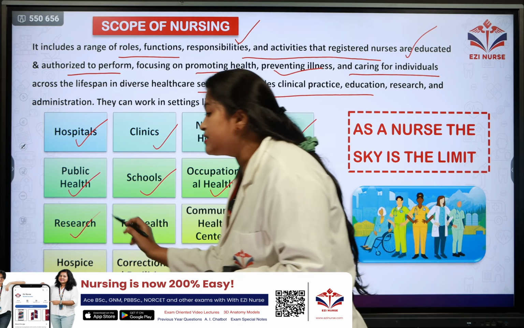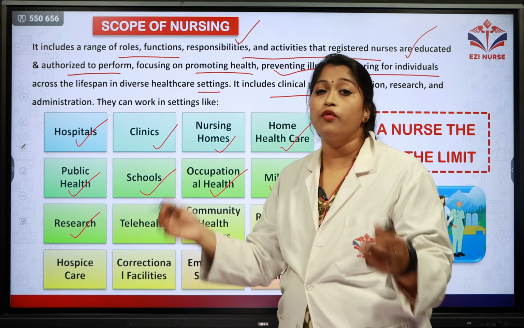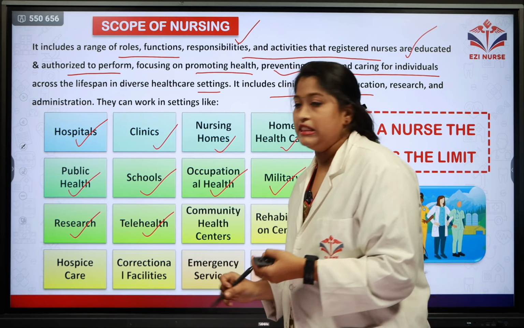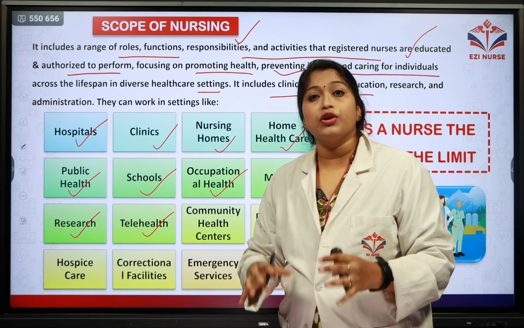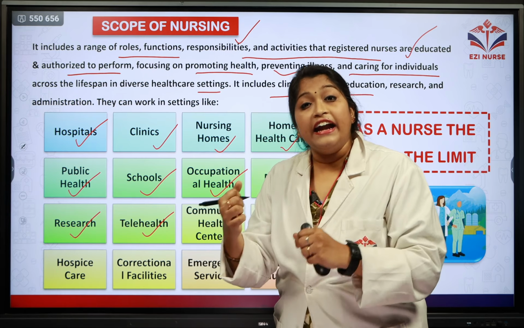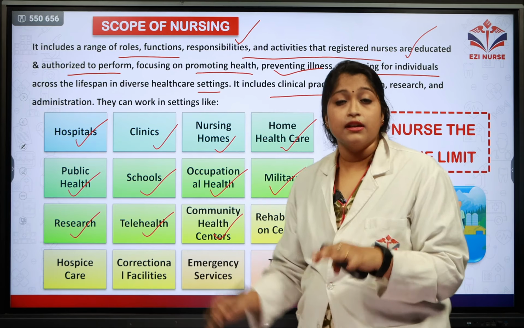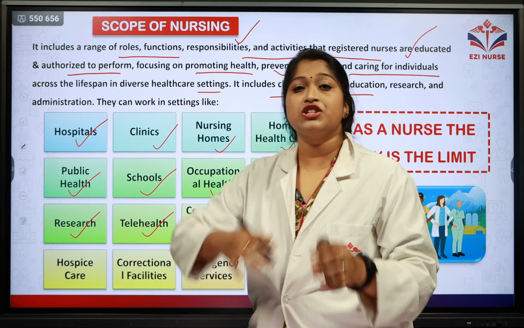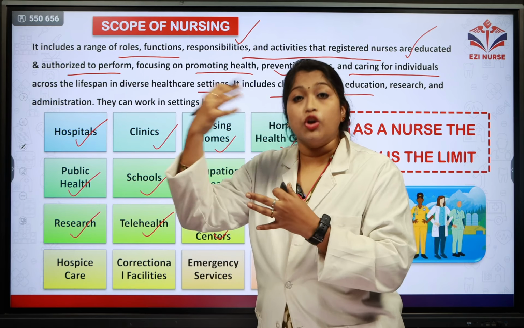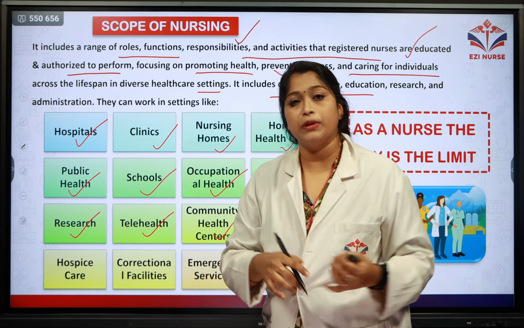The next is the research field, where you can try to invent different kinds of medications for the diseases being discovered. And the next, telehealth, in the sense you can sit at your home and call patients and give guidance regarding healthcare. The next is community health centers. There are different places that are very remote where people cannot find healthcare. So you can go there as a community healthcare nurse and give healthcare to the patients.